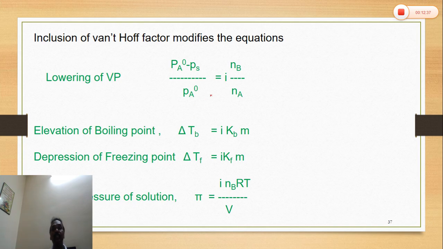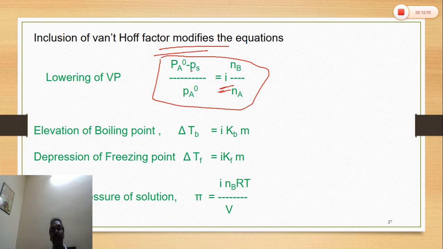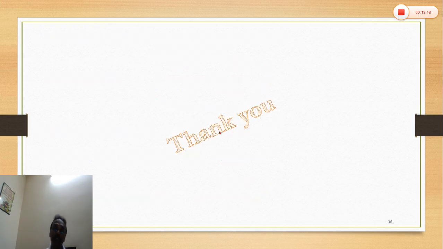Now, to remove the abnormality, we can multiply each equation with the Van Hoff factor. So the inclusion of the Van Hoff factor modifies the equations. Lowering of vapor pressure: P0A minus PS by P0 is equal to i into nB by nA. Elevation of boiling point: delta Tb is equal to i into Kb into m. Depression of freezing point: delta Tf is equal to i into Kf into m. And osmotic pressure equation: pi is equal to i into nB RT by V. This is Van Hoff factor. That's about this. Thank you.